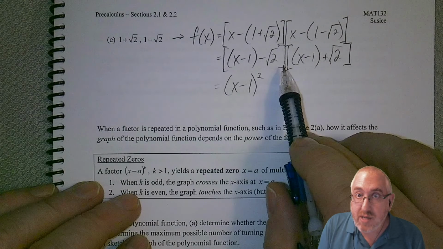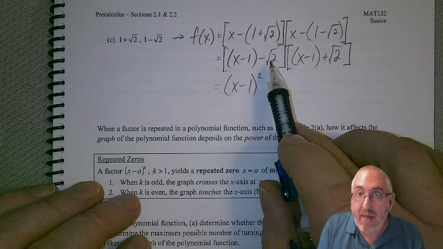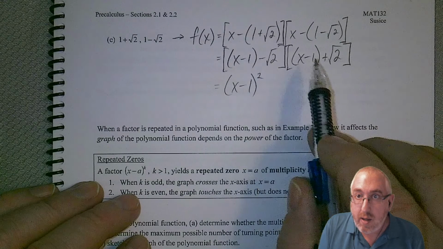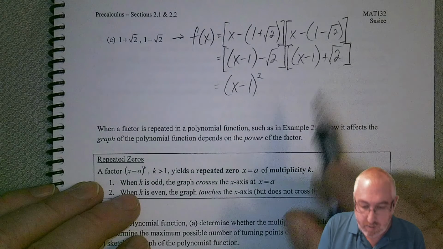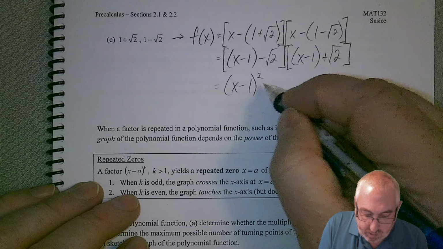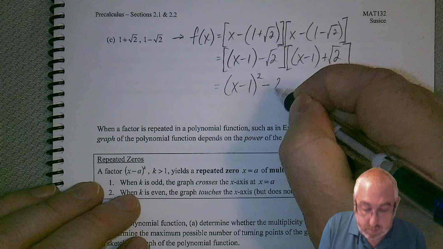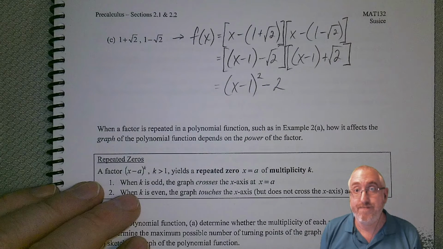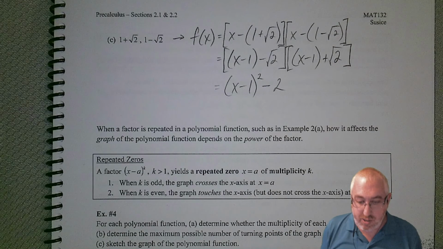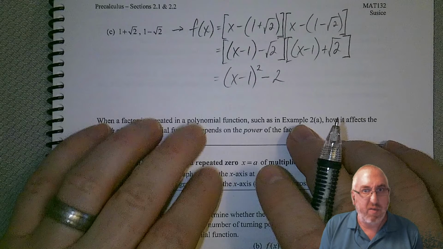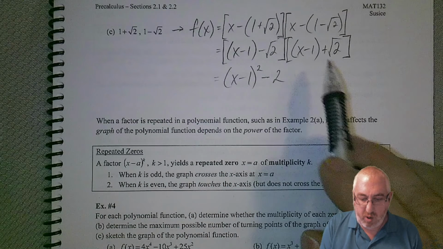So your inside and outside cancel, and then your last is going to be the negative square root of 2 times the positive square root of 2. So that's going to be a negative. Square root of 2 times square root of 2 is 2. So a lot nicer end result versus trying to FOIL it the way it was originally.